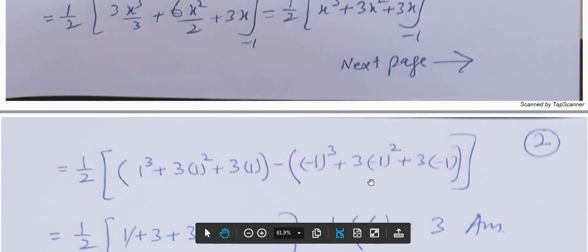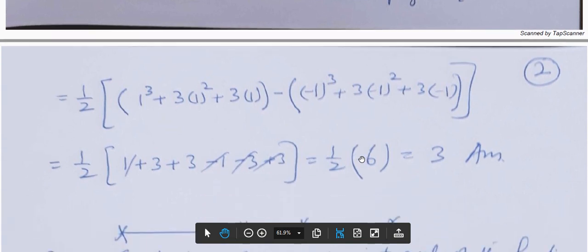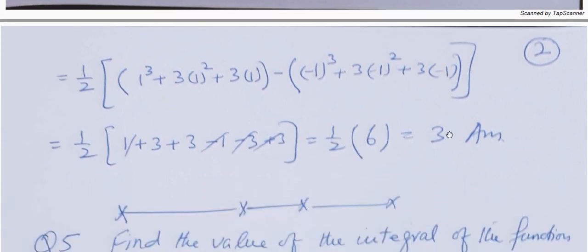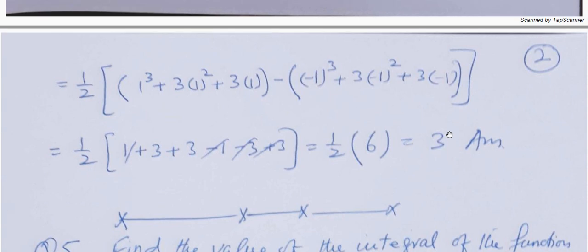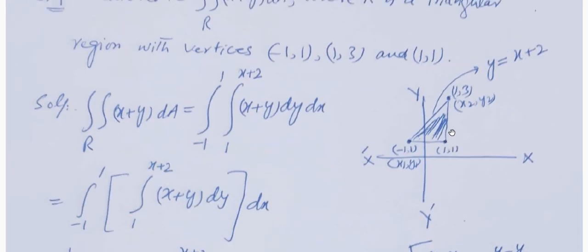This I will not explain because this is very simple. So you substitute the upper value 1, then the lower value minus 1. You can simplify this, and you will get the answer as 3. So the question is very simple, very easy, but the main point I said is this: first you must know how to draw the graph of this.